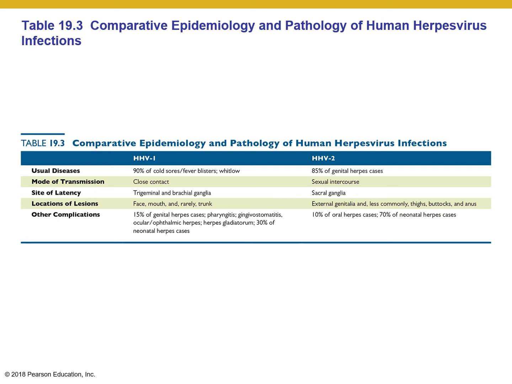If we look at herpes virus 1, notice that 90% are going to be cold sores, fever blisters, or canker sores inside the mouth, whereas with HHV2, 85% of the genital herpes cases are from HHV2. Mode of transmission, yeah, don't let people touch you. Location of the lesions, you can see there, it's basically where they are latent.